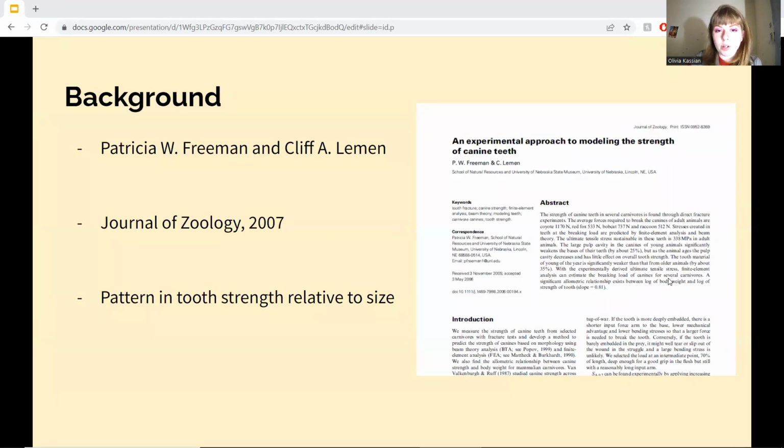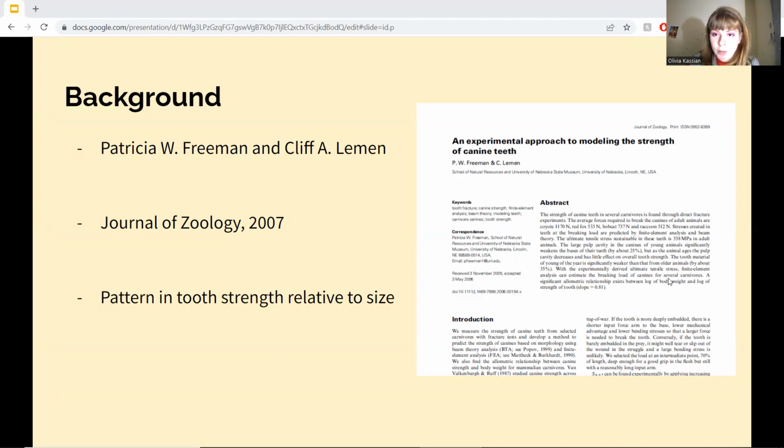With a focus on predators with canine teeth, they started this experiment with the goal of finding out if there was a significant pattern in tooth strength as animals increased in size. This is a pretty crucial paper to the point of my presentation, but generally, if you want a sense of papers like this in experimental studies, they usually have a hypothesis where they have an intuitive sense.